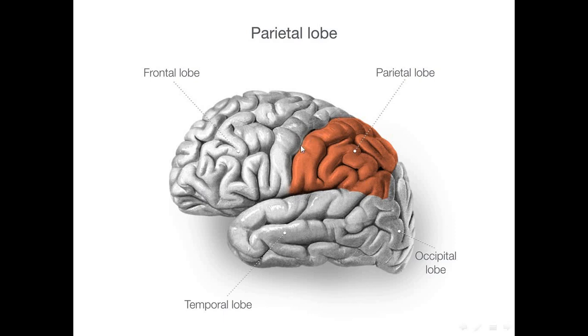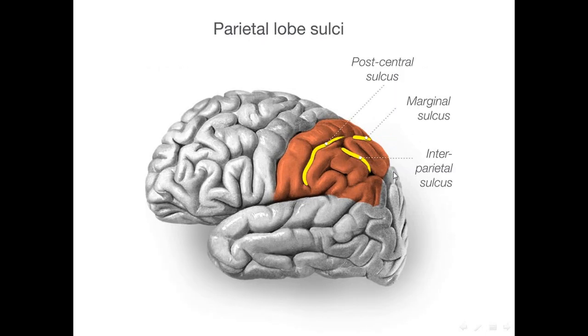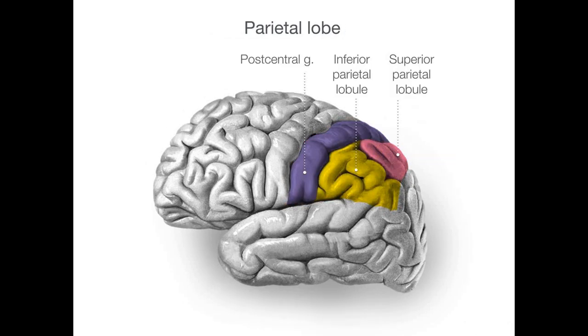So it lies posterior to the central sulcus, superior to the lateral sulcus, and posteriorly is the parieto-occipital sulcus here. The parietal lobe sulci include the postcentral sulcus, the one just posterior to the central sulcus, the marginal sulcus, and the interparietal sulcus, which is the one in the middle of the parietal lobe. These three sulci divide the parietal lobe into the postcentral gyrus, superior parietal gyrus, and inferior parietal gyrus.